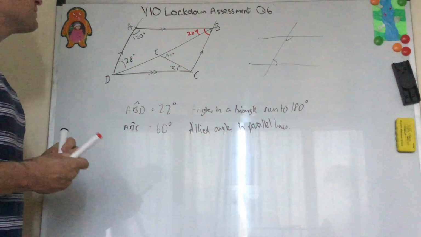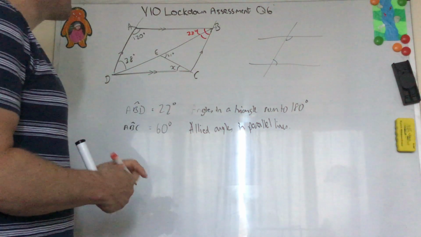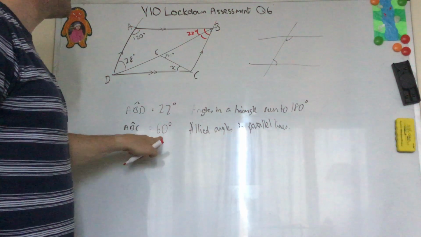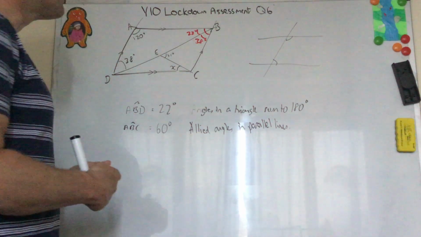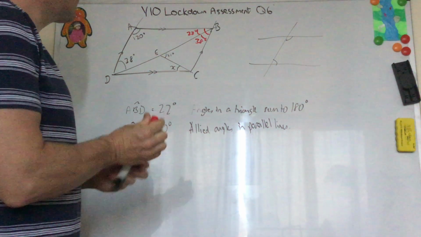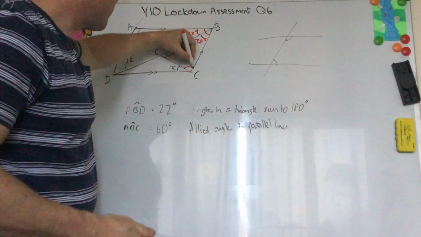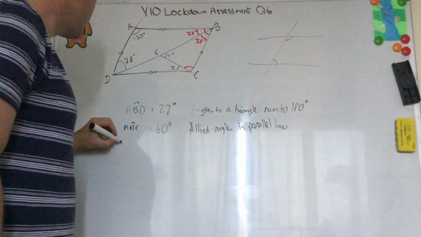Once we've got that, it's getting more complex now, I can work out this angle. I don't need to give a reason for that because I've got the 22 and I've got the 60. So I know that's 38 degrees. Now I can work out this angle here. And get out my red pen. That one there at C, so that's angle BCE.